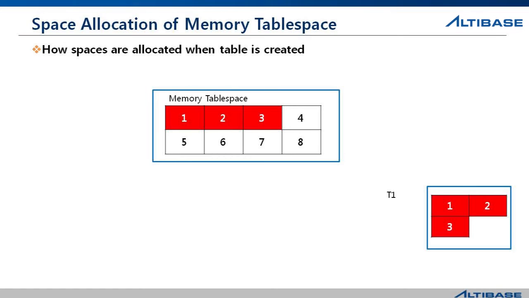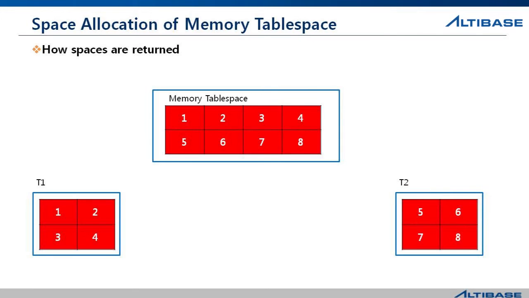Okay, now the data is inserted to T1. And the page status for page 3 from T1 is changed from free to use as well. So the key point is that when there are not enough free pages from the table, the memory table space actually allocates the free page for the table in a page unit. Right? Okay, now let's have a look at how spaces are returned in memory table space.